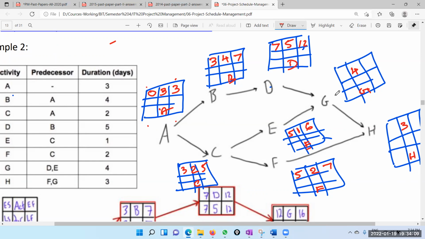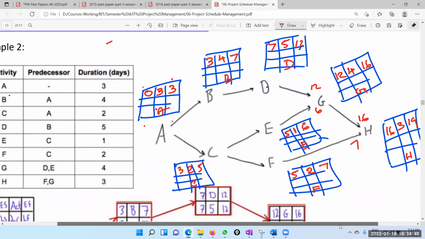Now we have merging. So from here it is 12. From this part, earliest start is 6, because earliest finish is 6. So both have to finish. Therefore we have to take the bigger one, so it is 12. Then 12 plus 4 is 16. Now here again we have 16 from this part, 7 from this part. Again we take the bigger, 16. 16 plus 3 is 19. Let's see whether we got 19 in the answer. Yes, right.